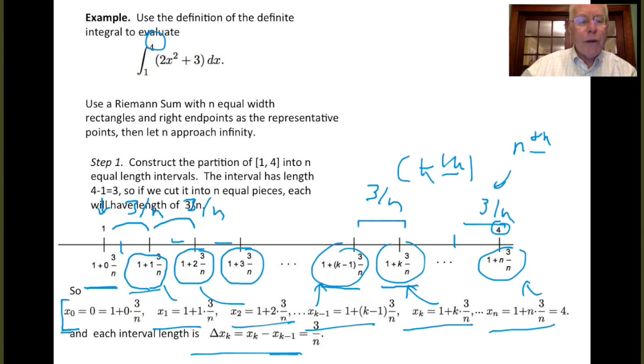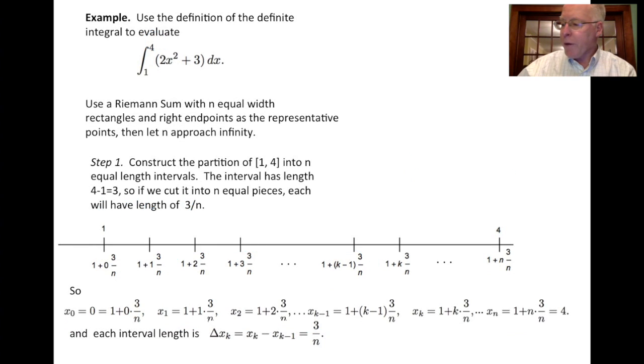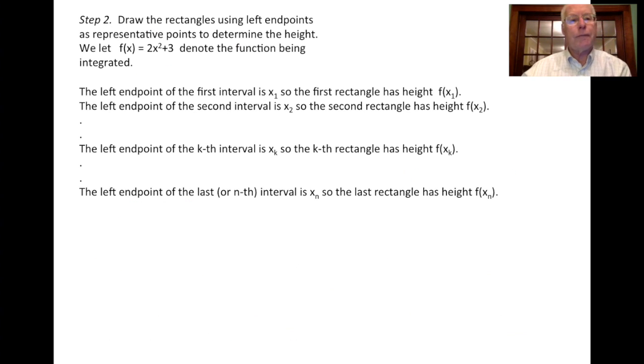Now, once we've got our partition points, we move on to step 2. We're now going to draw the rectangles using left endpoints as representative points to determine the heights of the rectangles. We're going to let f of x equal 2x cubed plus 3 because that's the function we want to integrate. And we'll use that notation, the f of x, just to save a little bit of writing.